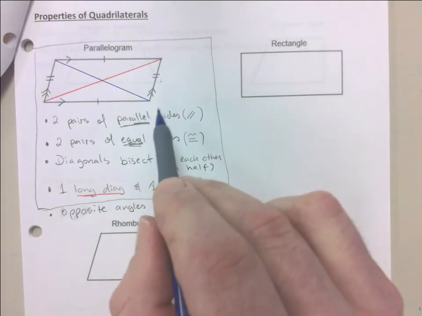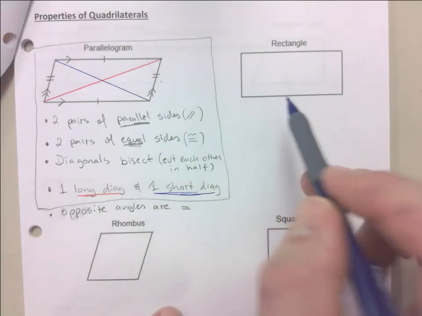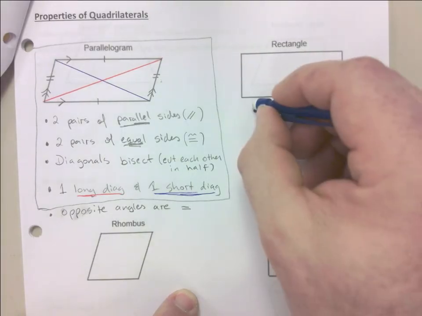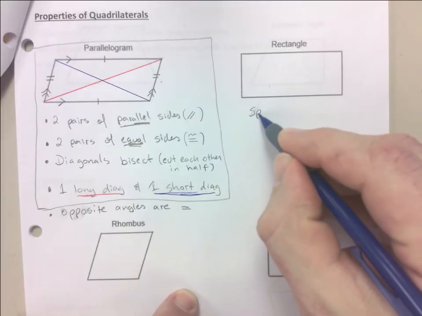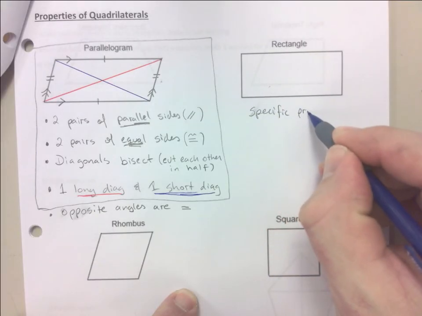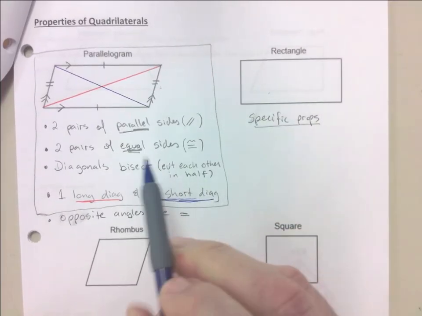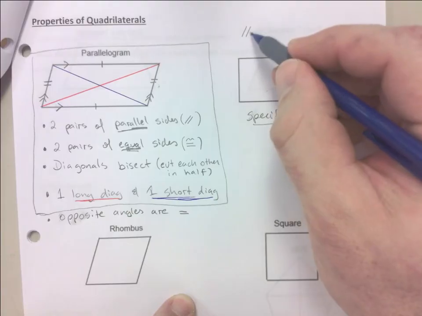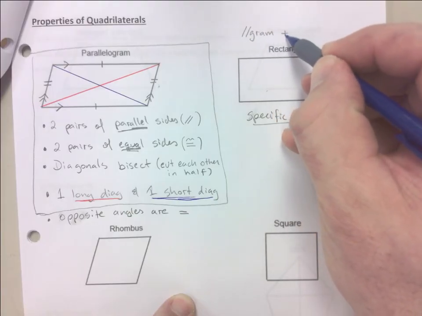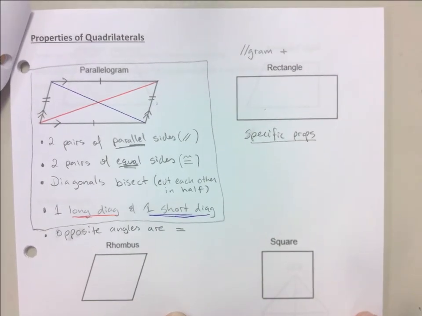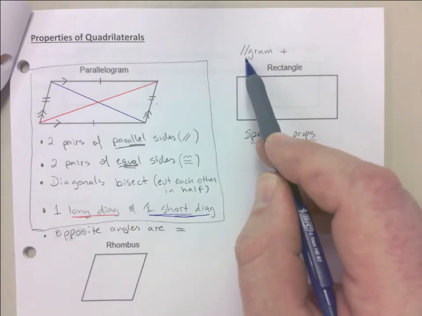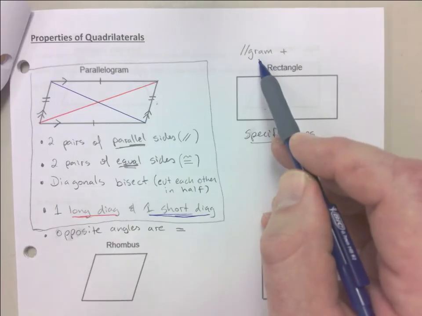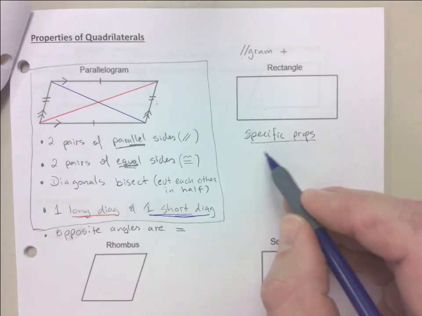Okay, now let's see how a parallelogram turns into a rectangle. So you would say specific properties. These are specific properties. Like if I asked you, what makes a parallelogram a rectangle? You say everything a parallelogram has plus whatever a rectangle has. So you can see that. That's how I shorten parallelogram. I have the symbol for parallel, and I just go gram. You're like, that's 11 grams? No, no, no, parallelogram. Specific properties.